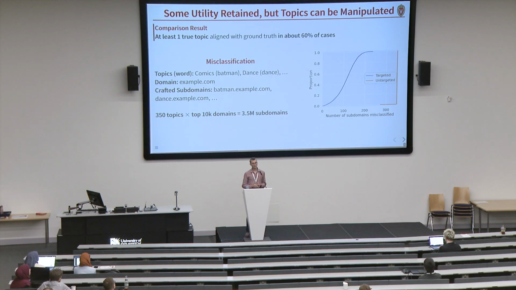On top of that, in our paper, we also do a utility analysis where we compare the accuracy and the performance of machine learning classification. The high-level bit is that at least one true topic is aligned with the ground truth in about 60% of the cases. So some utility is retained, but while we do that, we also find a vector towards potential abuse of the API. So we craft this experiment where we craft subdomains that correspond to the corresponding topics, and we evaluate if a publisher could actually force some topic to appear in the top profile of the users.